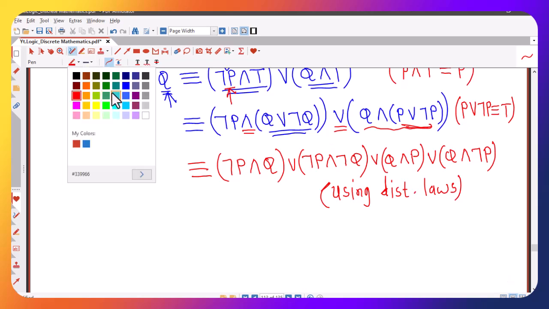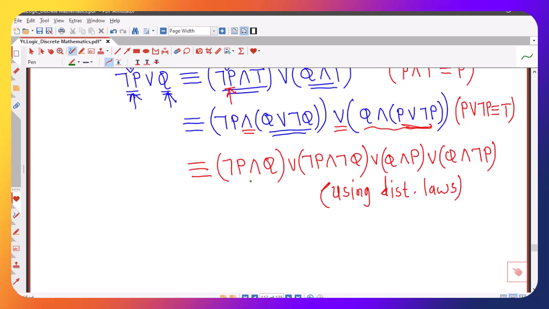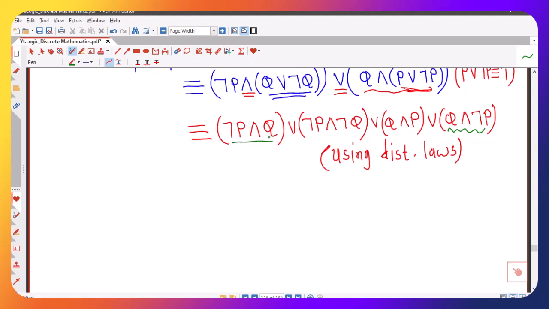Now we will see that if we have identical min terms, then using the commutative law we will ignore them. Here I have negation P and Q, so I will check whether there is another negation P and Q. There is another negation P and Q here. If we use the commutative law, then negation P and Q and negation P are logically equivalent. So we can ignore this negation P and Q.